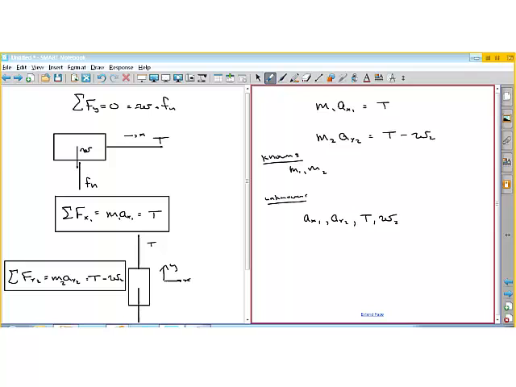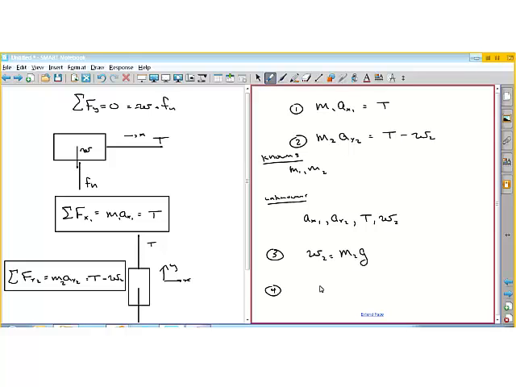So what are they? Well, let's call this equation 1, and we'll call this equation 2. We need a third and fourth equation. So W2 is just equal to the mass of object 2 times the acceleration due to gravity. So that gives me one additional equation. G is positive 9.8 meters per second squared.